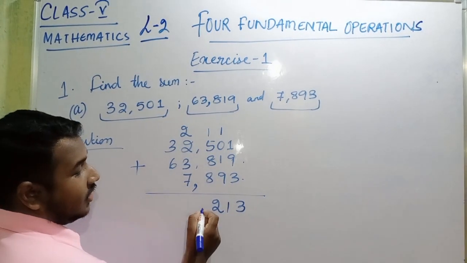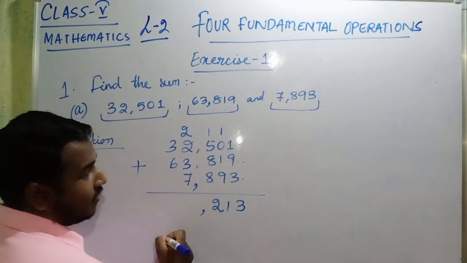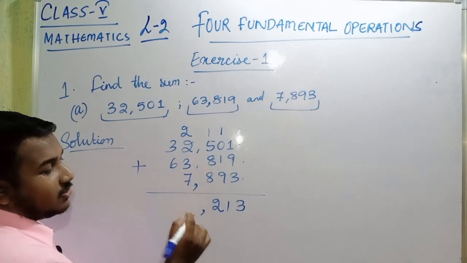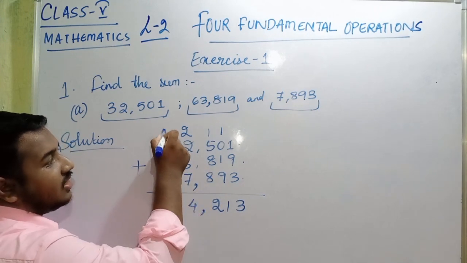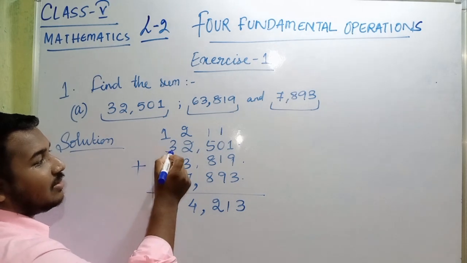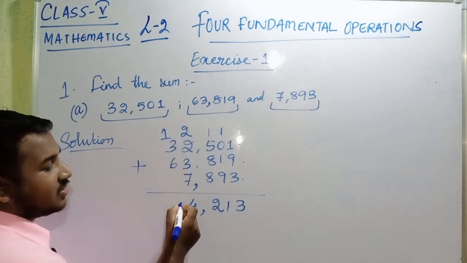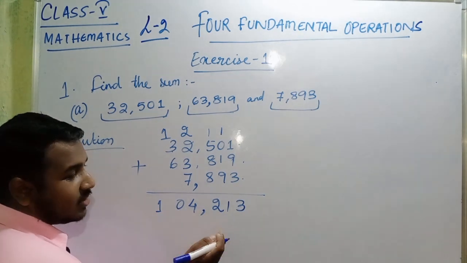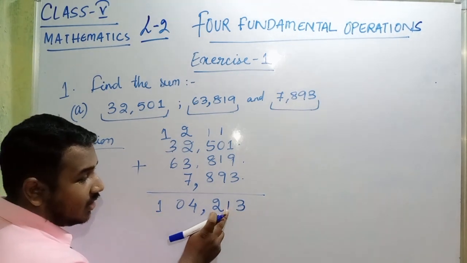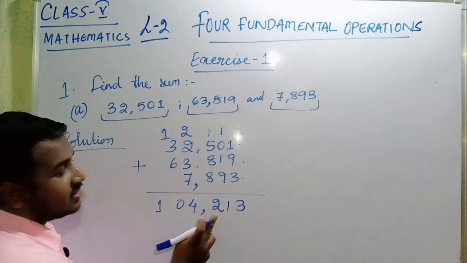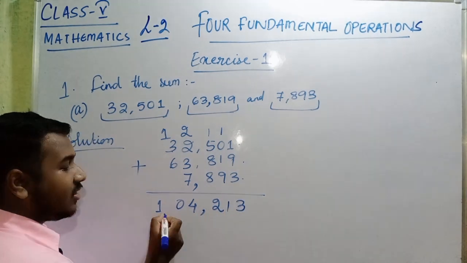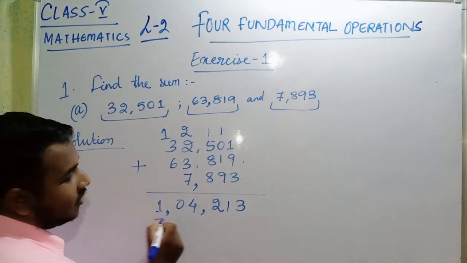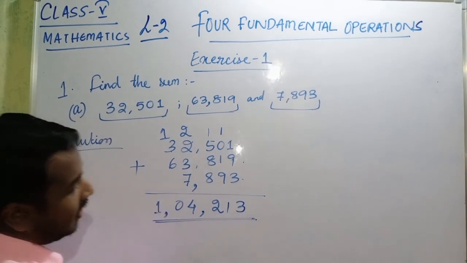Okay, now here 3 places comma is there, put a comma. Now 2 plus 2 becomes 4, 4 plus 3 becomes 7, then 7 plus 7 becomes 14, 4 carry 1. Okay, next 1 plus 3 becomes 4, 4 plus 6 becomes 10. Now according to Indian system, you will count here, no comma is there, so ones, tens, hundreds, thousand, 10,000, then after 10,000 lakh is there, so in the place of lakh you will put a comma. So this is your answer.